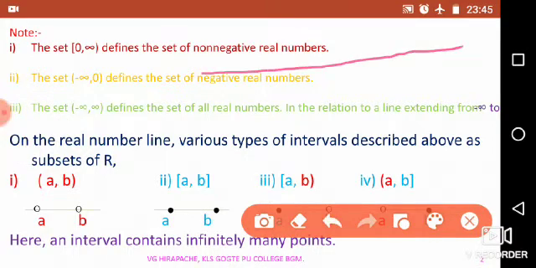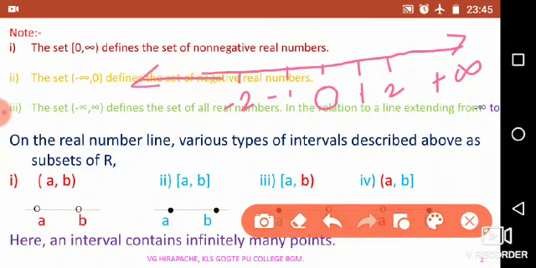This is the number line system. In between we have the number 0. To the left side we have the negative real numbers. To the right side we have the positive real numbers, up to infinity, this is plus infinity. And to the left side, we have minus infinity. From 0 to infinity, it is called positive real numbers. 0 is inclusive, infinity is not inclusive.